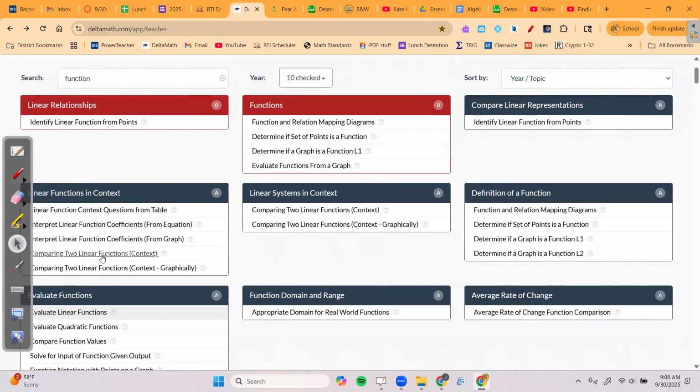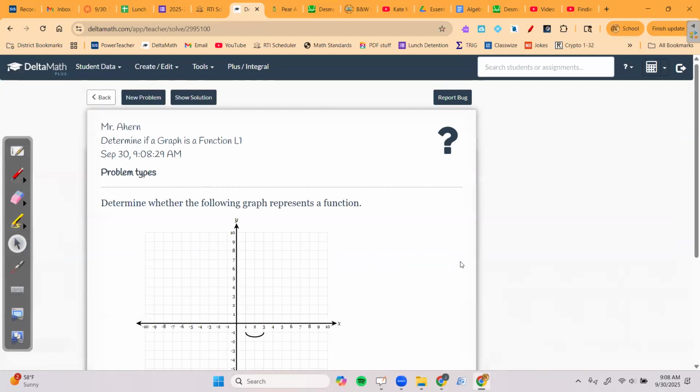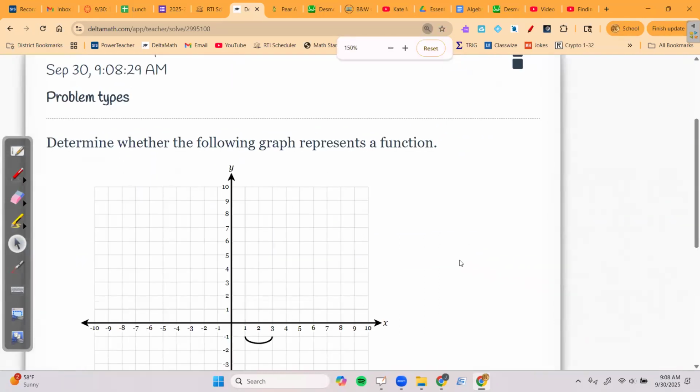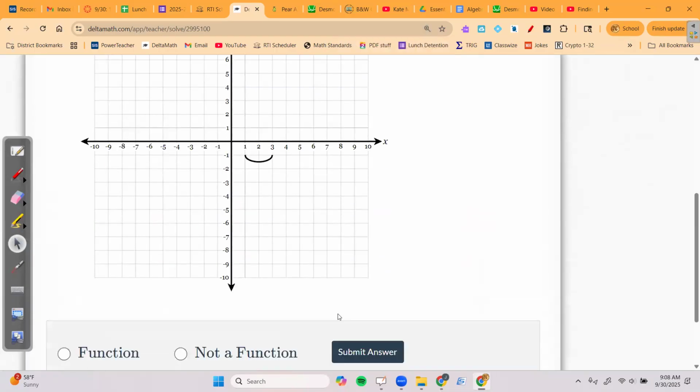So the first one is identifying functions from a graph. So here we go. You're going to be given some problems like this, and I'll zoom in a little bit for you so you can see. Does this little tiny graph represent a function? No. Yes, it does.